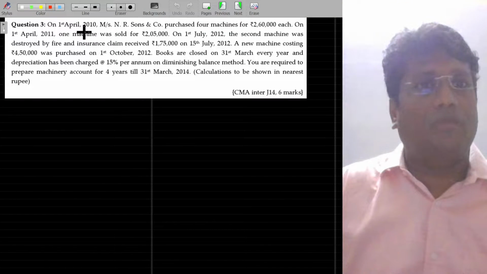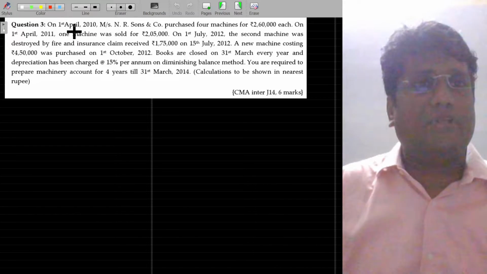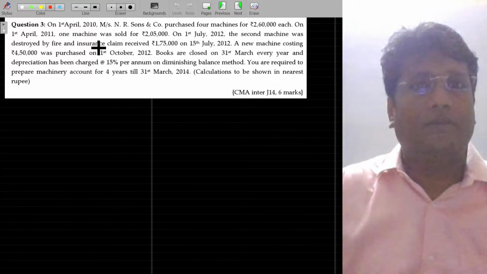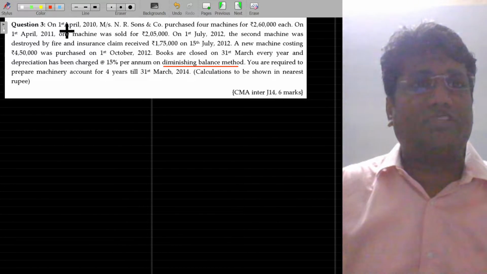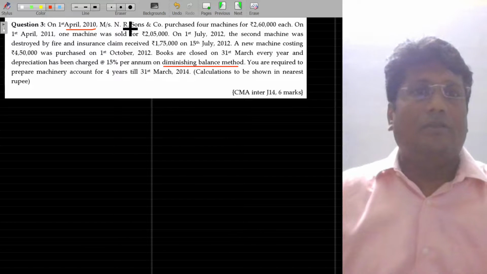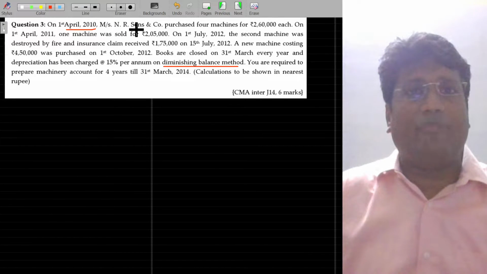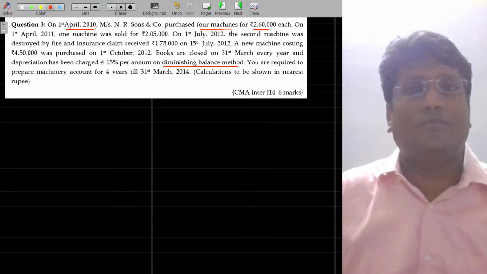Question number 3 is all about depreciation illustration, where I am going to solve this illustration under diminishing balance method. On 1st April 2010, Mrs. N.R. Sons Company purchased 4 machines for rupees 2,60,000 each.